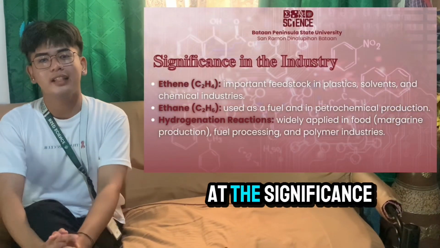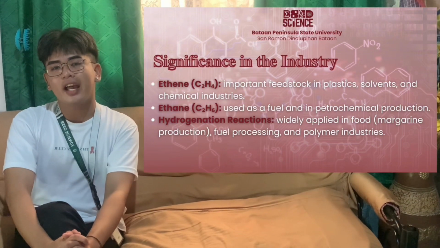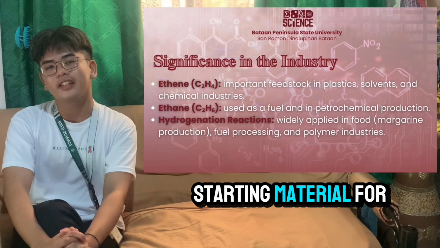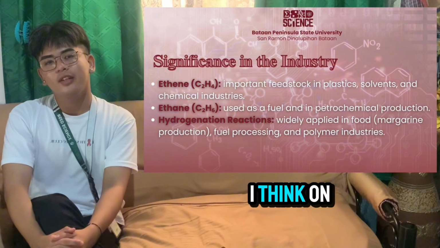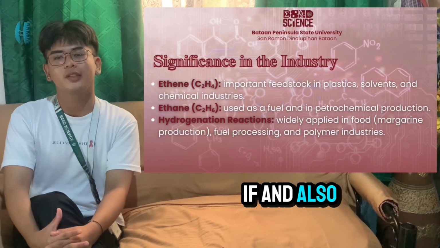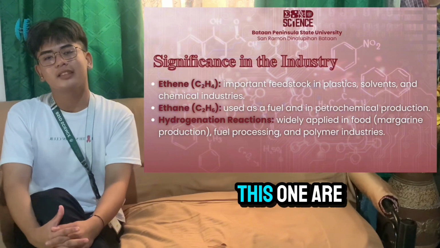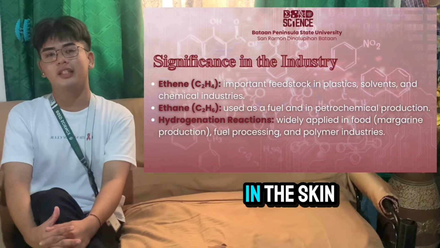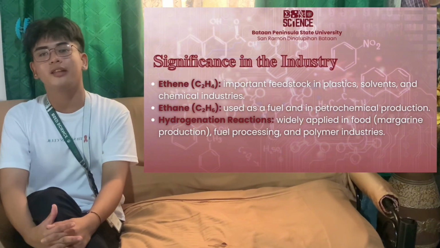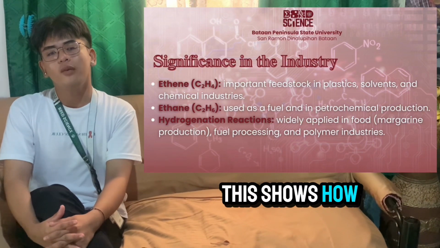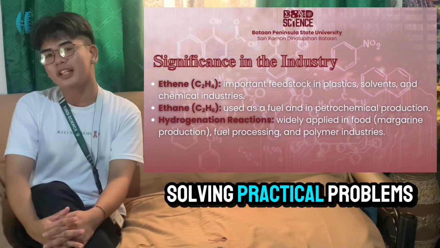Finally, let's look at the significance of this reaction in real life and in different industries. Ethene is widely used as a starting material for plastics, solvents, and polymers. Ethane, on the other hand, is used as fuel and also in the petrochemical industry. Hydrogenation reactions like this one are very important in the food industry, such as in the production of margarine. This shows how chemistry is applied not just in theory but also in solving practical problems.